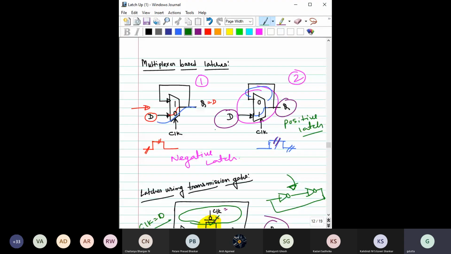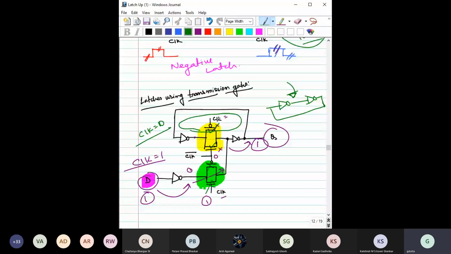Then this is basically the positive latch. Then if I ask you to implement the negative latch using pass transistor logic, can you do that? It's the same, except you have to swap clock and clock bar, and that will do the work, right? Nothing else, right? Now, okay.